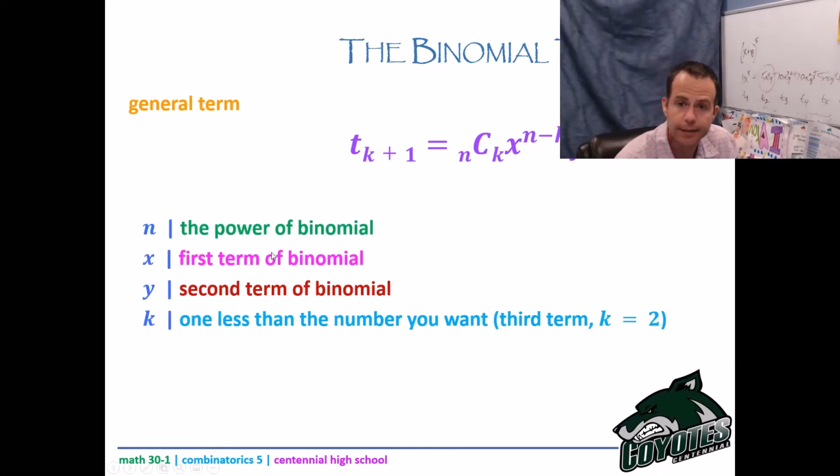So n is the power of the binomial, x is your first term of the binomial, y is your second term of the binomial, and k is 1 less than the number that you want. So if you want the third term, k is 2.